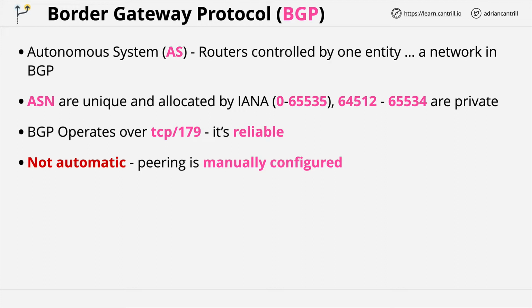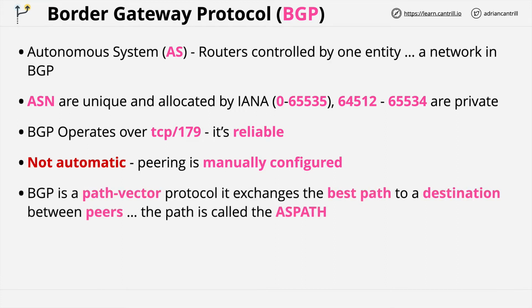Now BGP is what's known as a path vector protocol, and this means that it exchanges the best path to a destination between peers. It doesn't exchange every path, only the best path that a given autonomous system is aware of, and that path is known as an AS path, an autonomous system path. Now BGP doesn't take into account link speed or condition, it focuses on paths. For example, can we get from A to D using A, B, C and D, or is there a direct link between A and D? It's BGP's responsibility to build up this network topology map and allow the exchange between different autonomous systems.